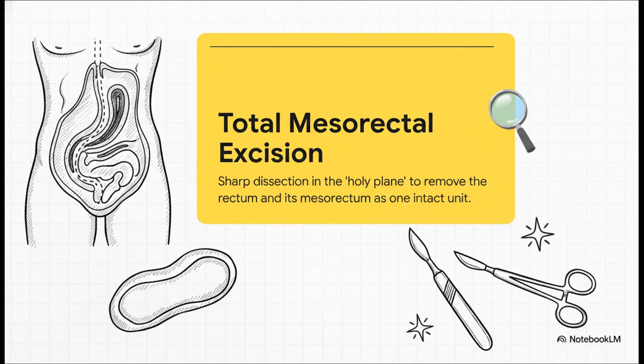Now, this isn't just about taking out the rectum. It's a meticulous, sharp dissection that happens in a very specific avascular embryological plane. It's often called the holy plane. This technique ensures that we remove the rectum and its entire lymphatic package, the mesorectum, as one single intact specimen. And this has been proven to dramatically reduce local recurrence rates.